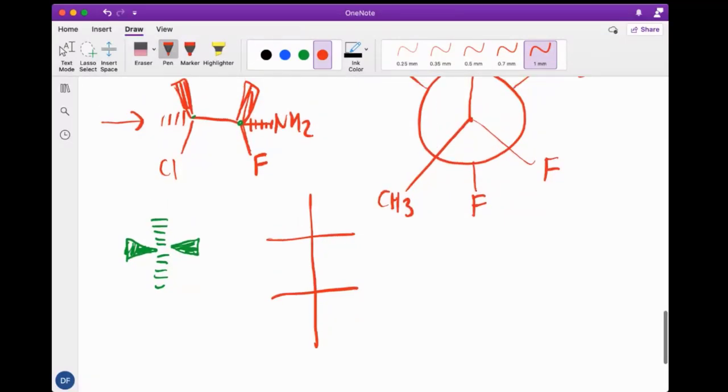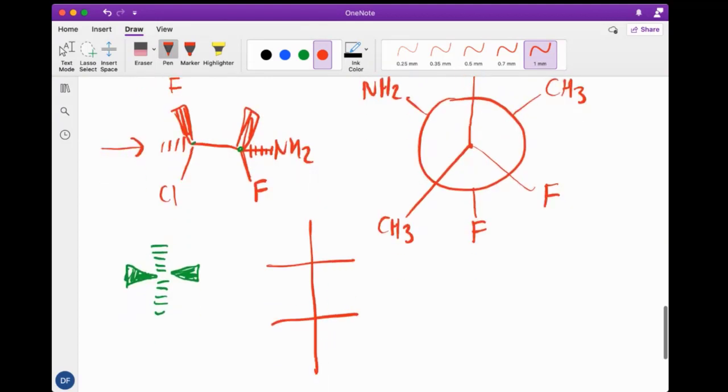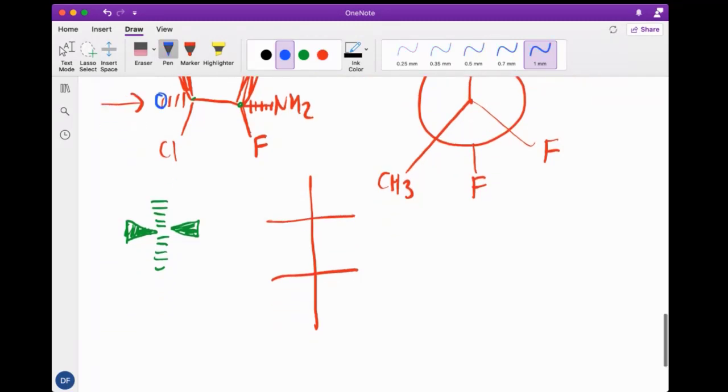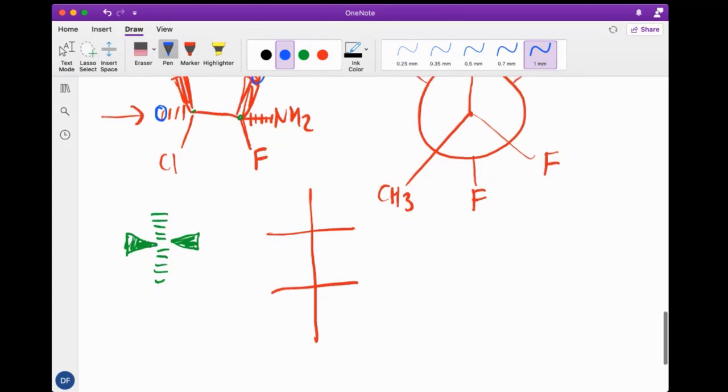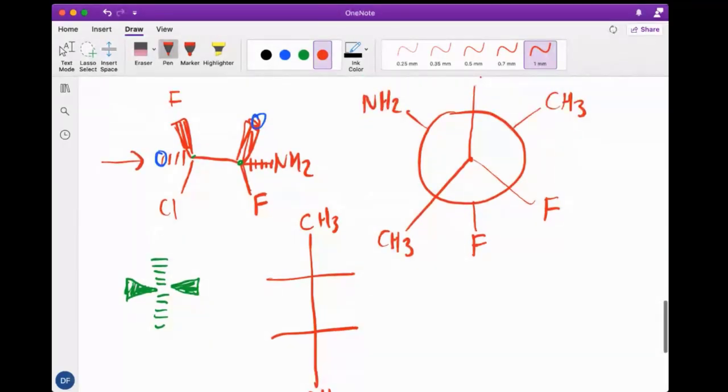All right, so now I would say you can pick either one to put on top or bottom, or it has to be the carbon that's the most oxidized. Since these are the only carbons here at the ends, we'll put them at the top and bottom. You have CH3, CH3. Okay, cool.